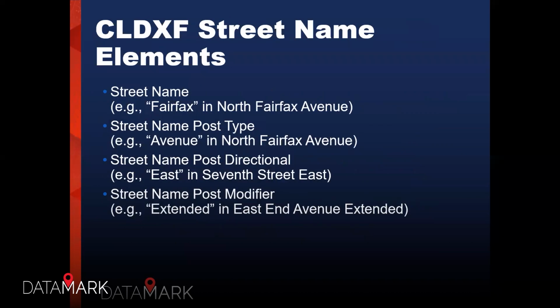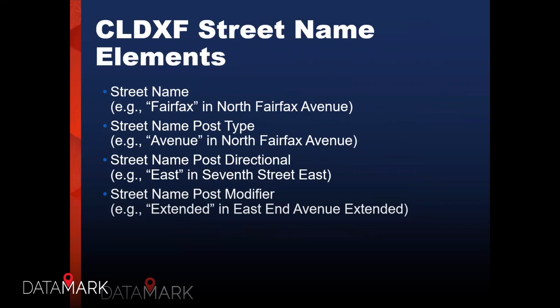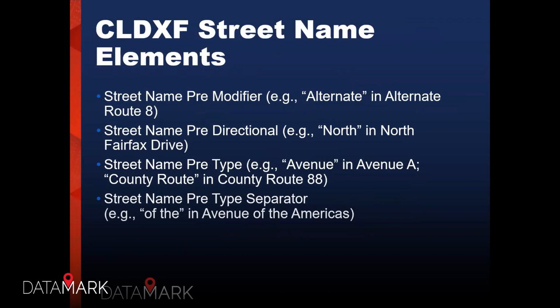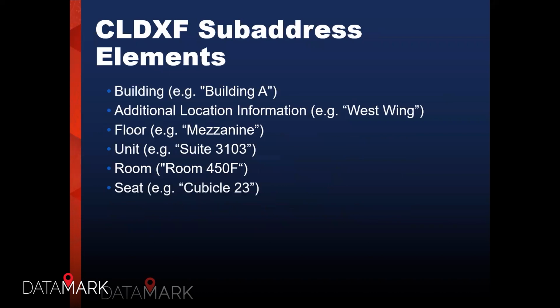Yeah, so here's the street name element. So you have street name, the pre-directional, the post type, the pre-type. There's many different elements in a street name. Okay, so you can have directionals. Some localities don't use directionals. And then you can have post directionals, like in Washington, D.C., you have northwest, northeast, southeast, etc. And then for sub-addresses, again, you can actually get down to the seat level.